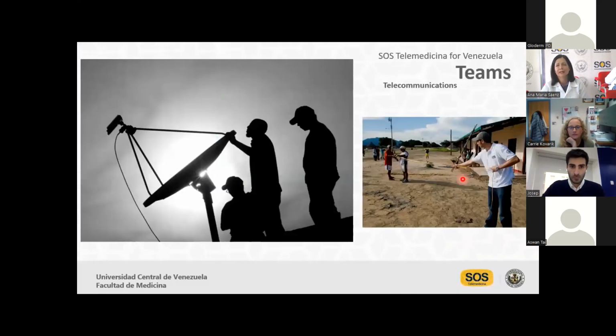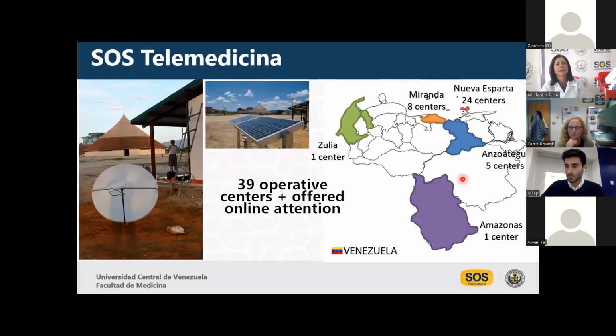So they installed a lot of antennas in the most distant places in our country, even in the Amazonia, to reach these people who were lacking health services there. A total of 39 operative centers were located in different sections of Venezuela, as you can see there, on the border of Colombia and Zulia state, in the Amazonia, the very far south of Venezuela, in Nueva Esparta state, and others in the central area of Venezuela.